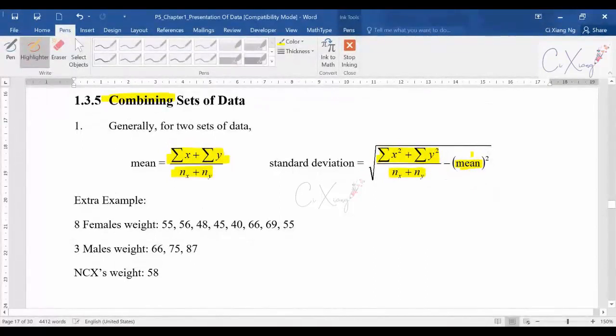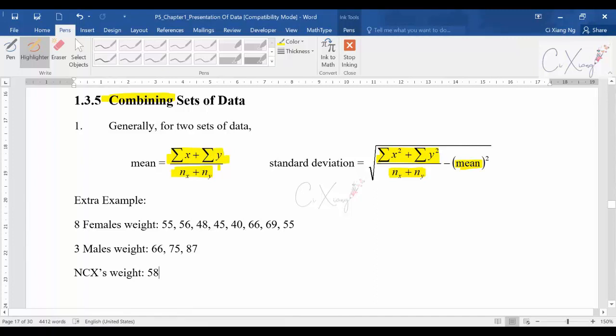The formula provided here will not be provided in the formula booklet. So you have to know the idea on how to calculate all this if they want to combine two sets of data. The formula provided in our notes now is only for combining. Combine means that you join two groups together.